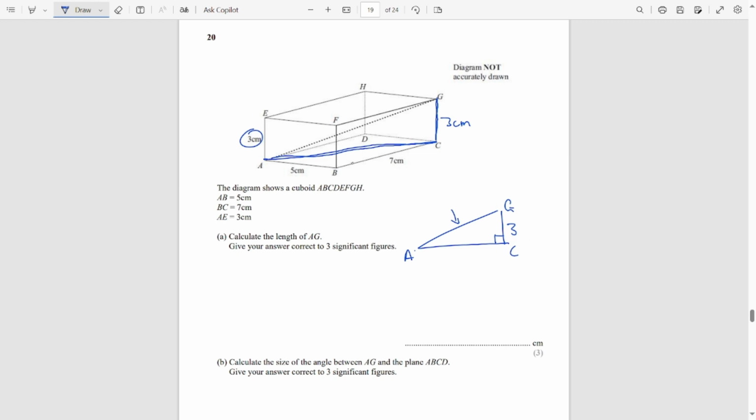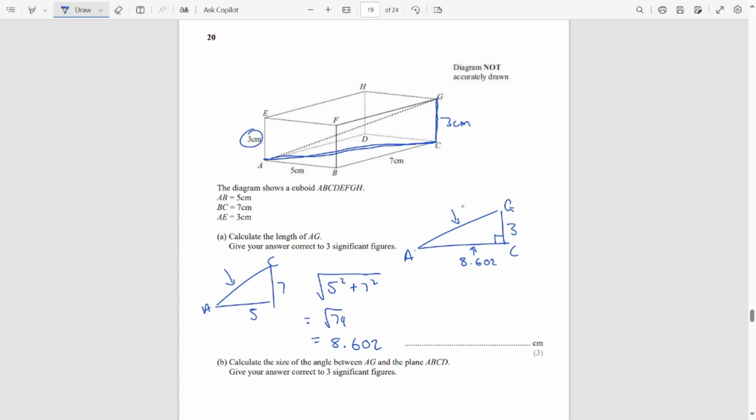AC we do not have, but I think I can use Pythagoras' theorem on the base, because I know this is 5 and this is 7. I'm just thinking about the base of the cuboid now, then I can work out this length here, which is AC, and then fill that in on this triangle. So let's use Pythagoras: 5 squared plus 7 squared, and then take the square root. This is the square root of 74, or 8.602. And so that now is this side length here, 8.602.